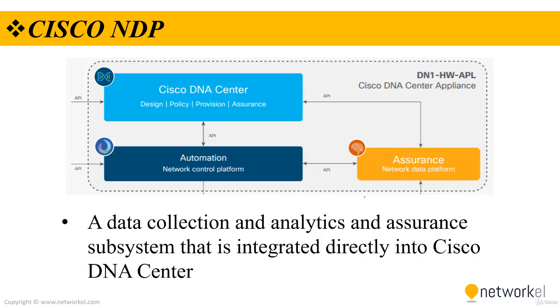NDP is a data collection, analytics, and assurance subsystem that is integrated directly into the Cisco DNA Center. NDP analyzes and correlates various network events through multiple sources, and it identifies historical trends. It uses this information to provide contextual information to NCP and ISE, and it provides network operational status and other information to the management layer.